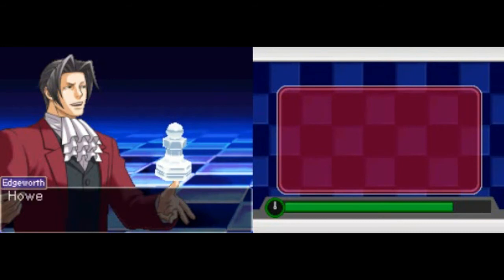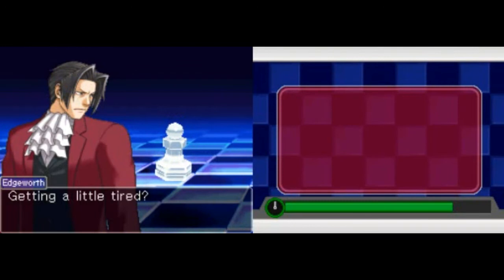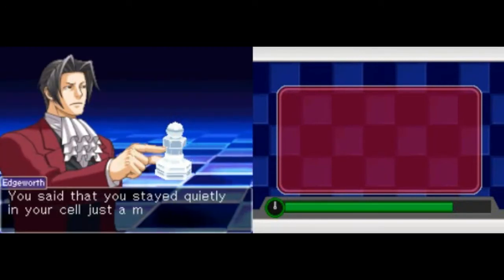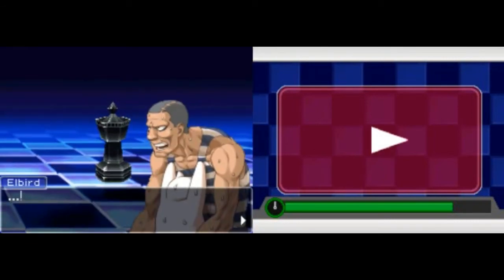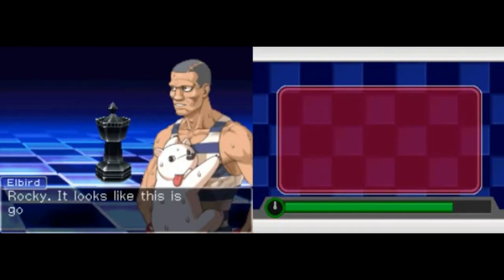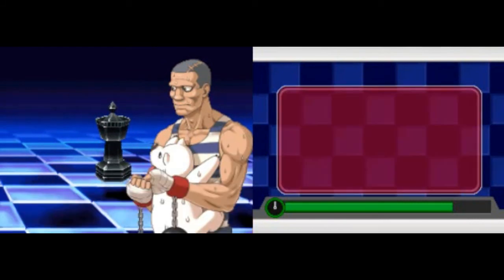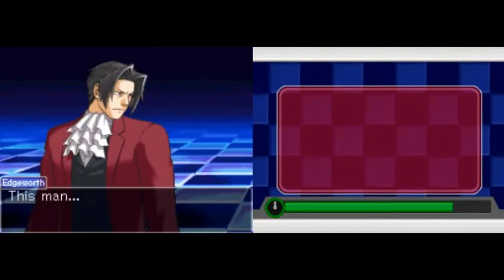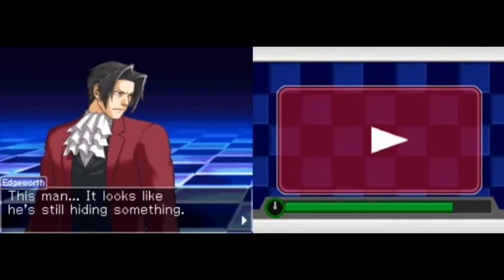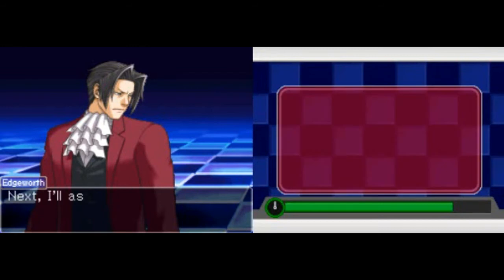You're a well-trained boxer. However, you need more practice in the art of lying. Getting a little tired? That's not possible. You said you stayed quietly in your cell just a moment ago. Rocky, it looks like this is going to be a tough opponent. Oh, he has weights? This man looks like he's hiding something. He's still hiding something. Next, I'll ask him about the time of the incident.